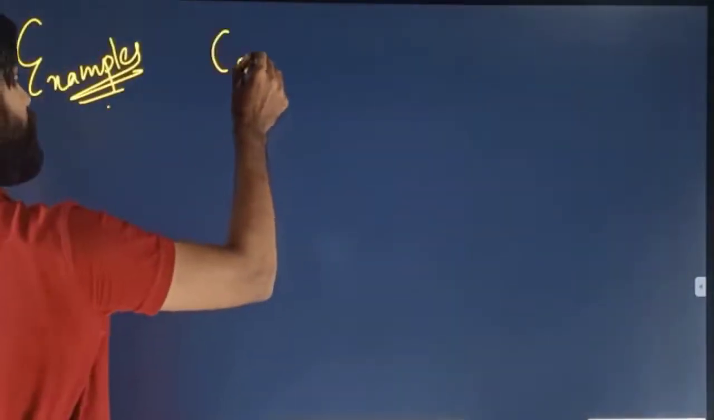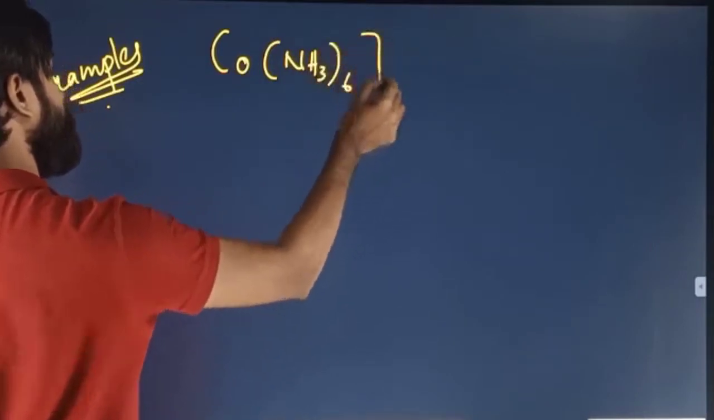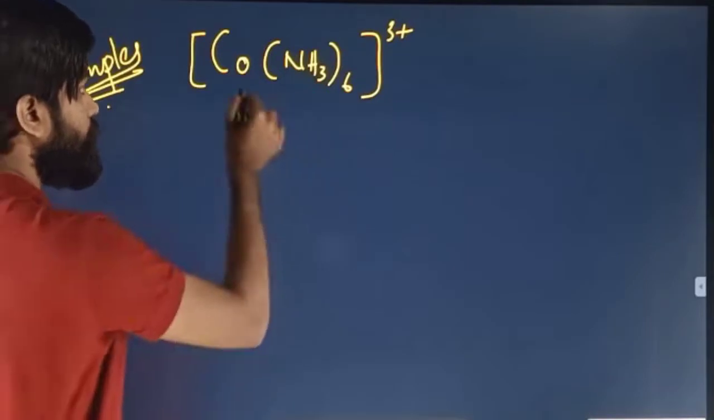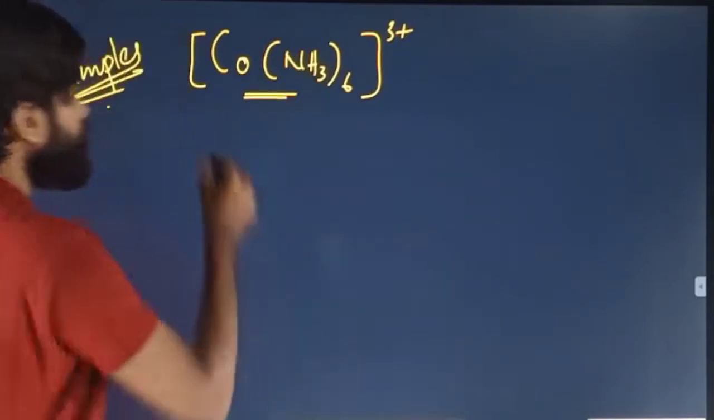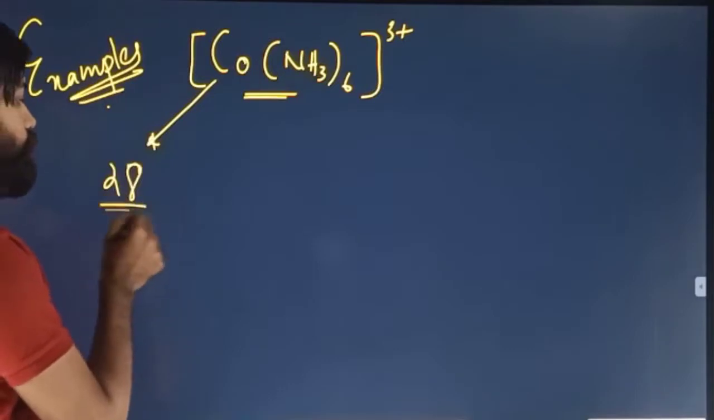Let's check how we can discuss the magnetic property and predict the hybridization of some molecules using valence bond theory. For example, the first one is [Co(NH3)6]3+, hexaamminecobalt(III). Here the central atom is cobalt, with atomic number 28.